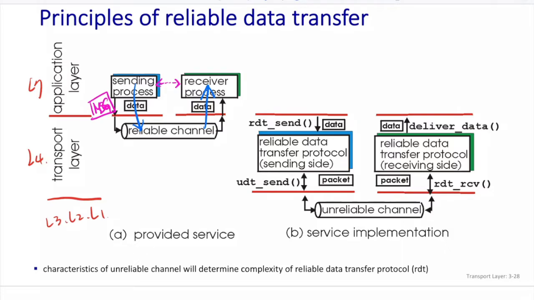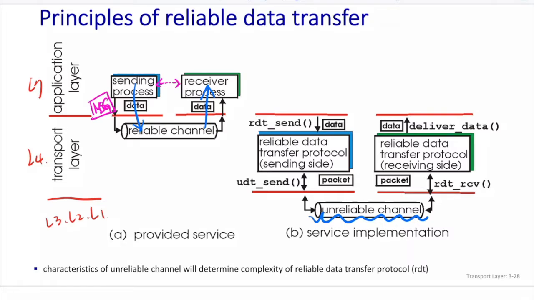However, as we mentioned before, all along the line, layer 3, layer 2, layer 1, they are not reliable. They are an unreliable channel because the packet can be lost in the internet, can be dropped by the routers. The communication link could be very unstable. So basically, the underlying layer 3, layer 2, layer 1 is unreliable.